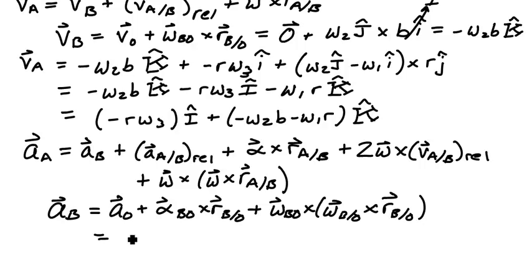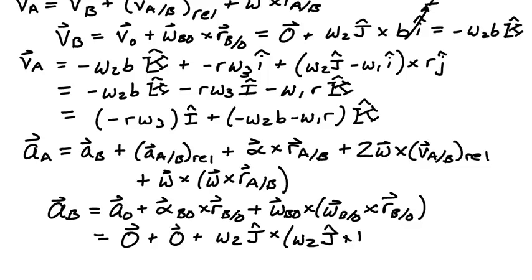If I expand this out, I know the acceleration of point O is 0. I know that alpha BO, because that rotation is at a constant rate, will be 0. And the next term is going to give me omega BO, which I said was omega 2 in the capital J, crossed with quantity omega 2 in the capital J, crossed with B in the little i. If you plug through the math here, you're going to find this is equal to minus omega 2 quantity squared times B in the capital I direction.